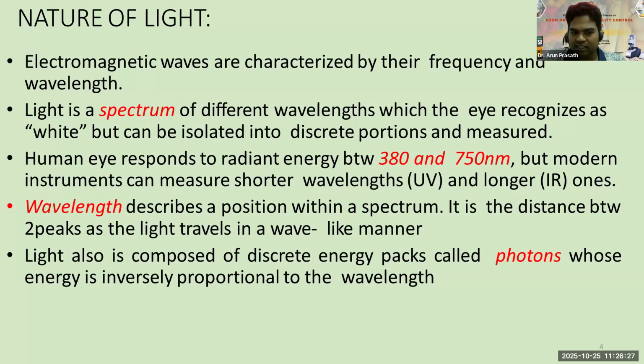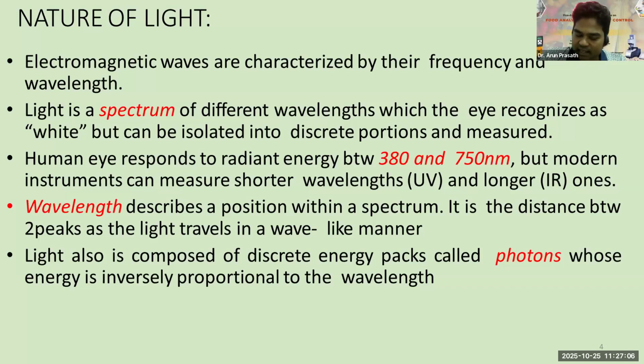The human eye responds to radiant energy between 380 nanometers and 750 nanometers. But our instruments can measure shorter wavelengths, that is UV, and longer wavelengths, infrared, also. The wavelength describes a portion within the spectrum. It is the distance between two peaks as the light travels in a wave. As you all know, light travels in a wave motion, and when you measure the distance between two peaks, it gives the wavelength.